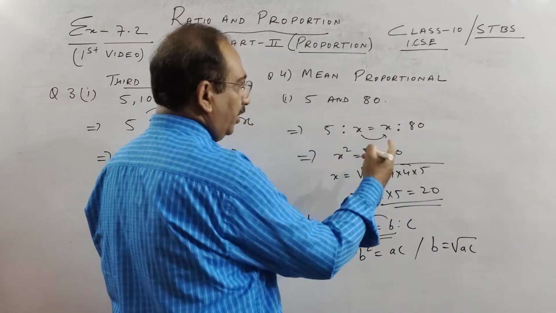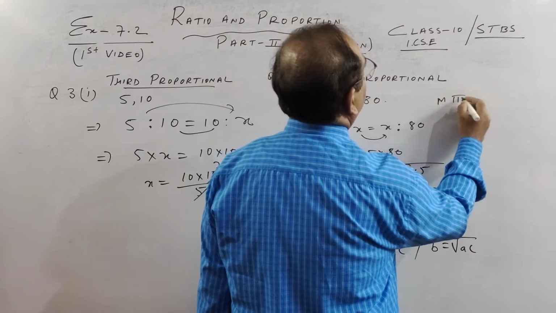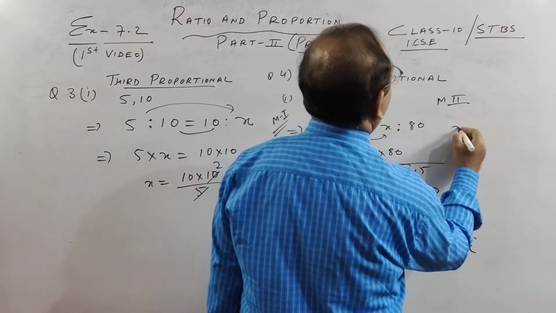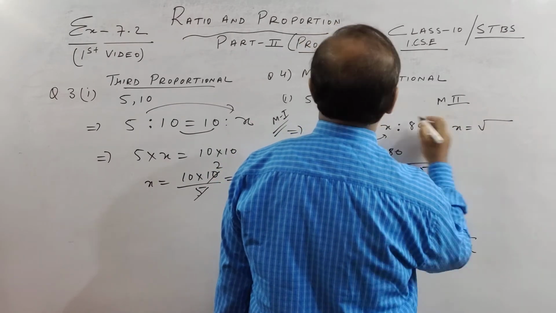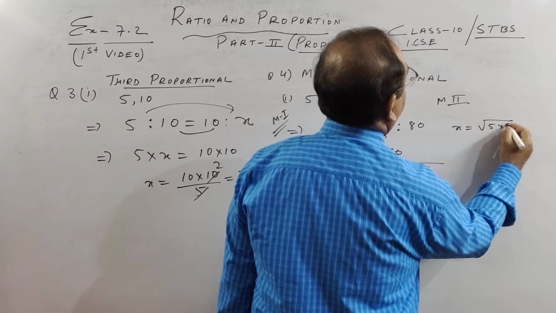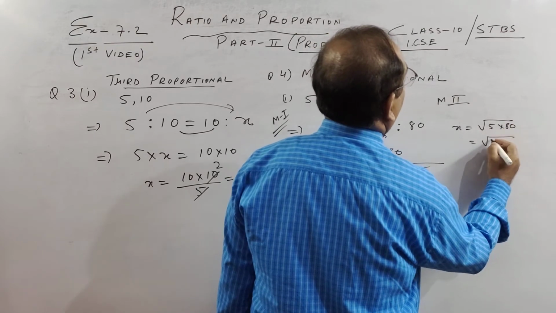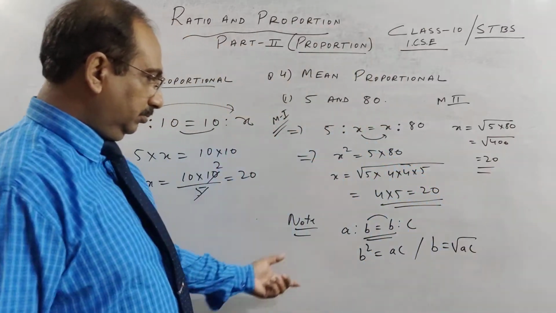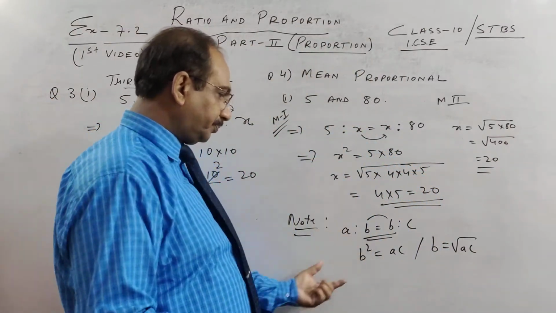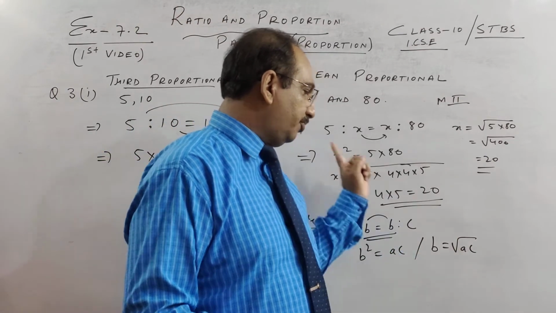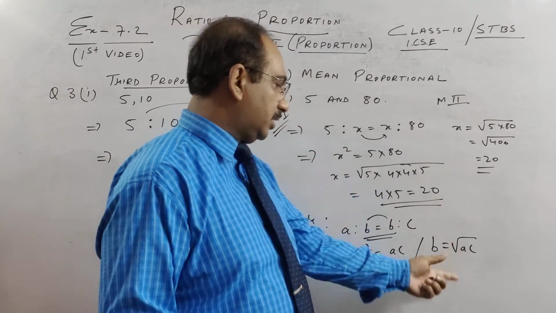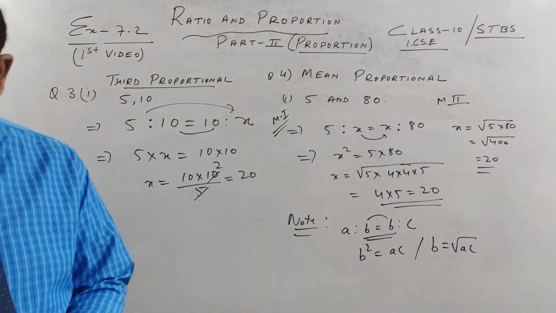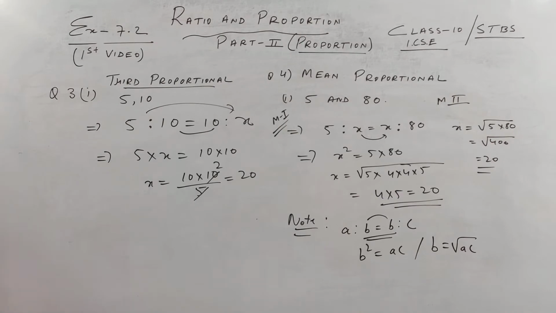So directly if you wish, method 2, this was my method 1. Directly if you wish, the mean proportion x is root over 5 into 80. This is a direct method. Root over 400, which is 20. So note method 2, we get mean proportion as root over the product of the first and the last term. So you can pause the video and do. Then we move on to some ICSE questions.